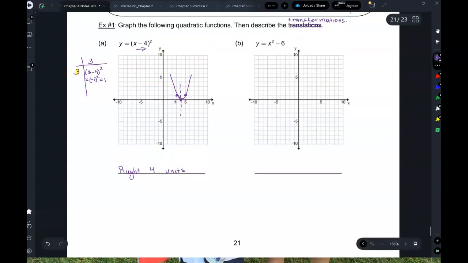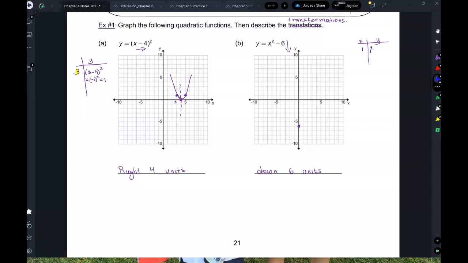All right, let's go ahead and do the next one. We have x squared minus 6. The minus 6 moves the graph down 6 units. So why don't we write the transformation first? Down 6 units. Okay, so my vertex is going to be over here at negative 6. So now I have to decide what point I want to plug in. So I have x and y. What's a good point to plug in? 1 or negative 1, both will work.